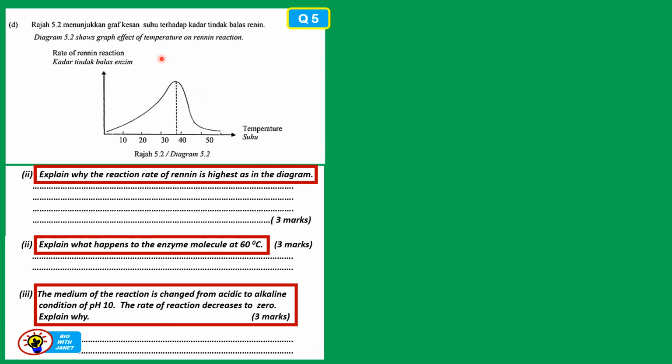Question 5. Diagram 5.2 shows a graph of the effect of temperature on the reaction of Rennin. Okay, so this graph shows you the rate of reaction of Rennin against temperature. Rennin is an enzyme found in the stomach, especially for infants or babies. So the first question is, explain why the reaction rate of Rennin is highest as in the diagram.